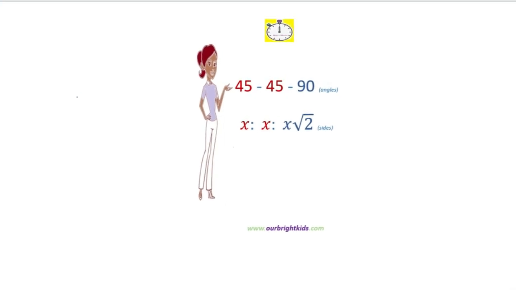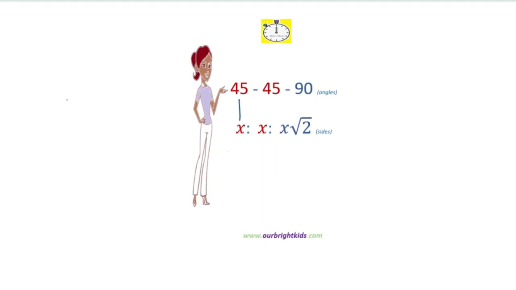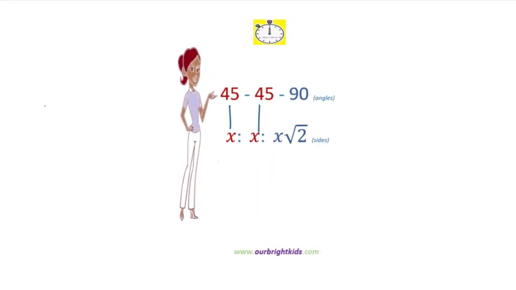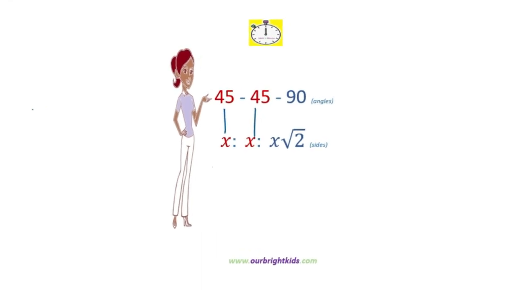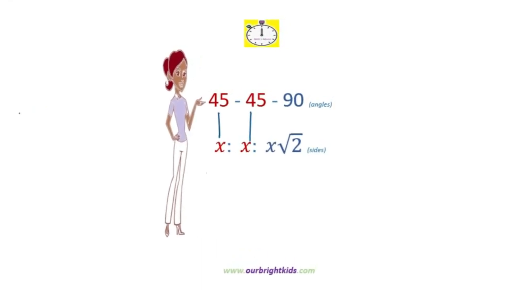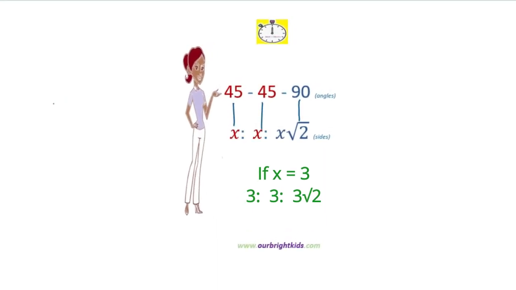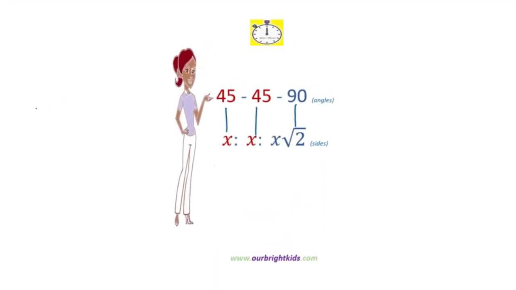So here you can see 45 degrees is going to correspond to the x value. Likewise, the other 45 degrees will correspond to the x value, and then your 90 degrees, your hypotenuse, will correspond to x square root 2. So let's take a look at some examples.